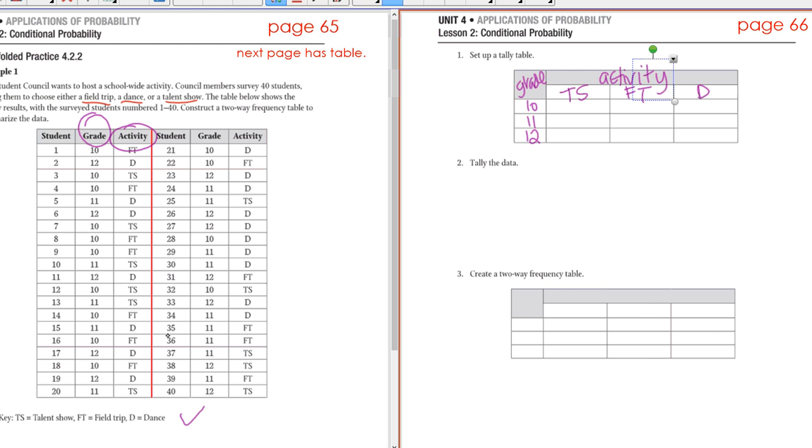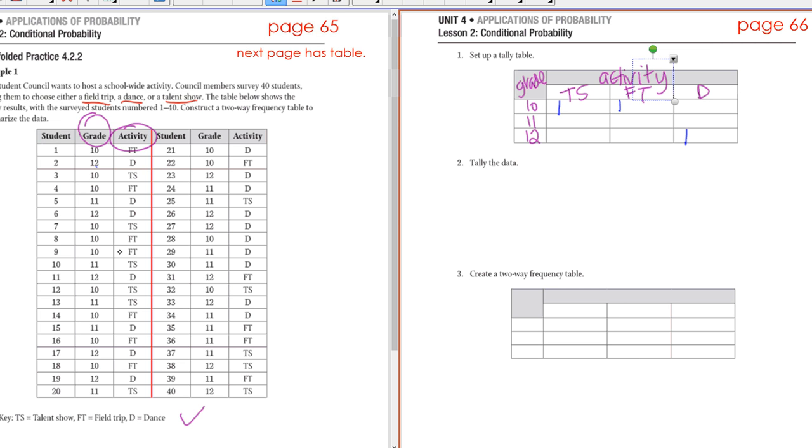It's just taking the data and saying, okay, student number 1 is a 10th grader who liked the field trip, so we're going to put a tally for that student. Student number 2 is a 12th grader who liked the dance. Student number 3 is a 10th grader who liked the talent show. So it's just a way to organize your data.